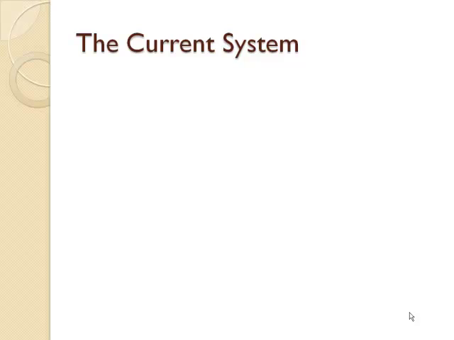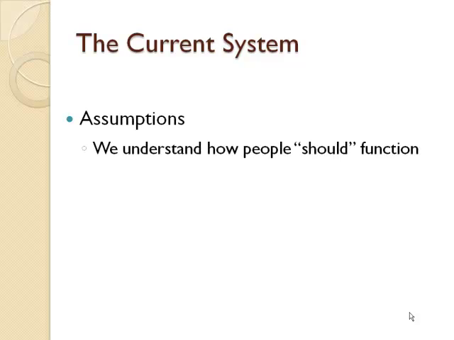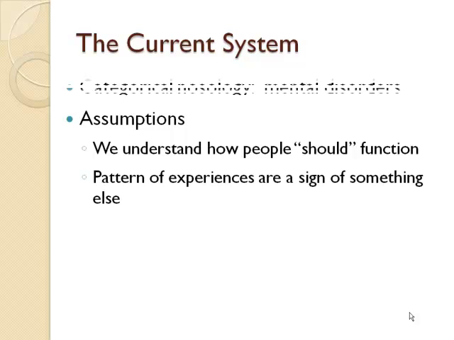Okay, so how we got there now. What is the current system? Categorical nosology. All right, so we divide psychopathology up. We draw boxes around the different aspects of human experience and create these categories. And each category is a mental disorder.